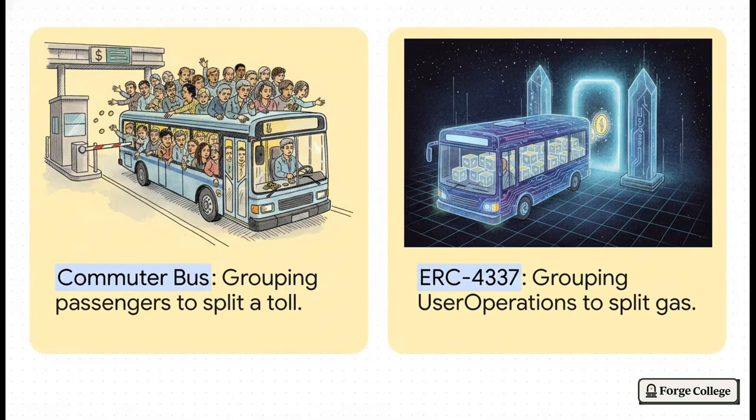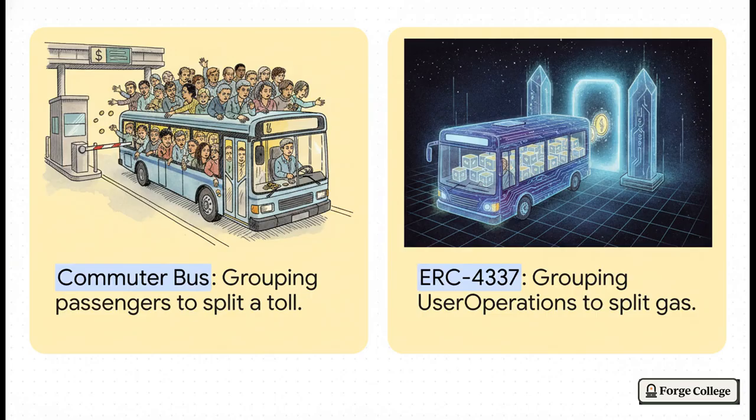Okay, let's look at this visually. Think of concept 1 like our everyday real world, a commuter bus. You have a driver, that's our bundler, grouping passengers together. Those passengers are user operations. By grouping everyone into one vehicle, they get to split the ridiculously expensive highway toll plaza fee.